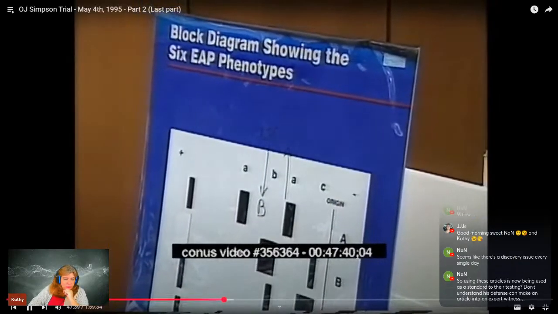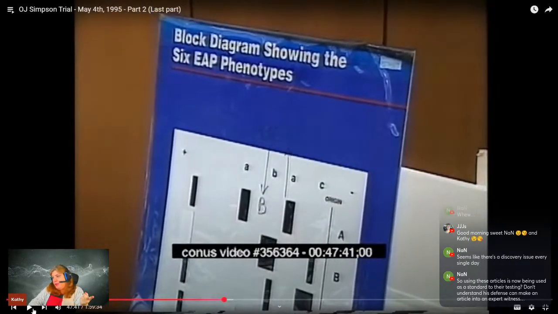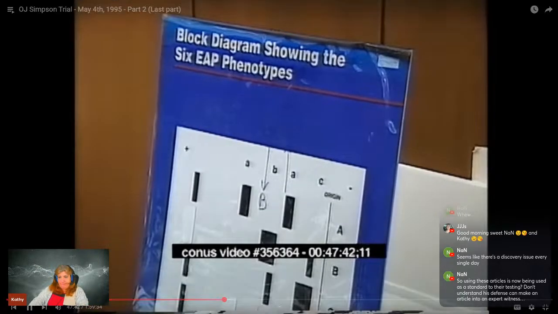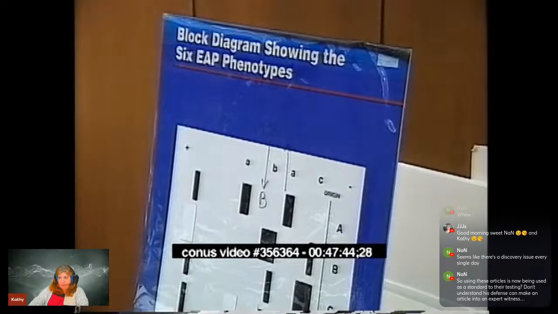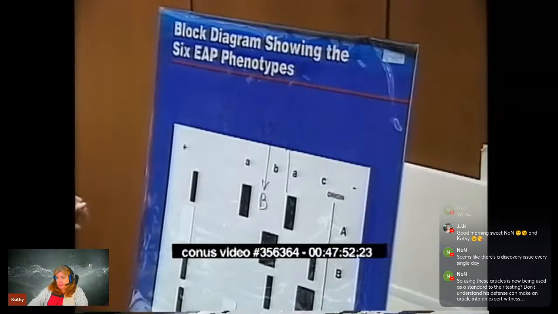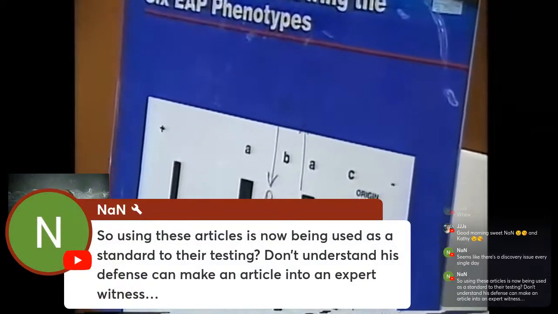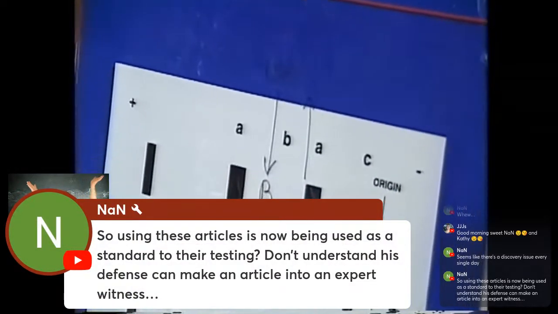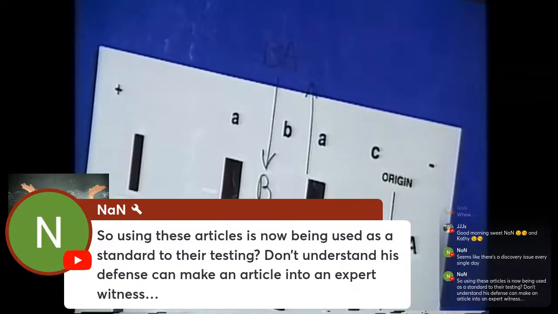Looking at our EAP phenotype board, the block diagram that we've used, can you tell us which is the anodal side of the diagram? Looking at the diagram, the anodal side is where the plus is on the left, cathode is on the right where the negative is. Why don't we take off the little magnetic strips?